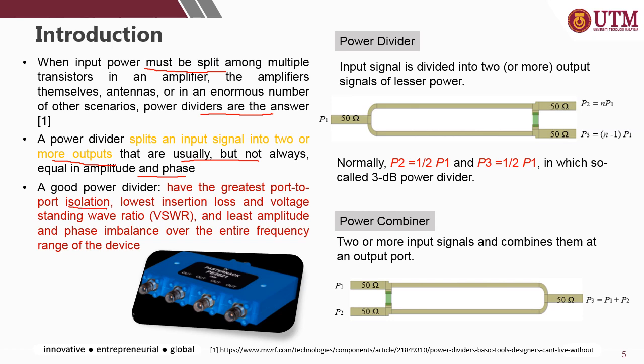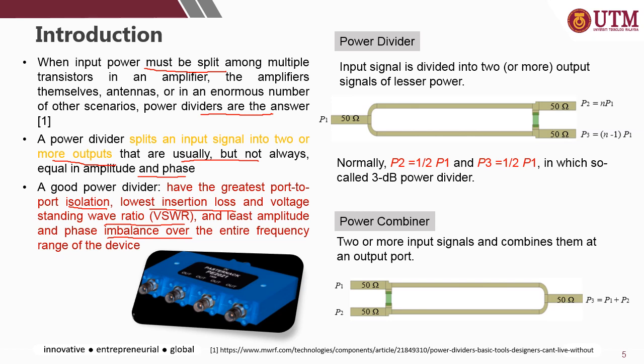Isolation means that one port will not disturb the other port. For example, if the transmission is from port 1 to port 2, there will be no signal traveling from port 2 to port 3. And a good power divider also has the lowest insertion loss and voltage standing wave ratio, VSWR, and the least amplitude and phase imbalance over the entire frequency range of the device.